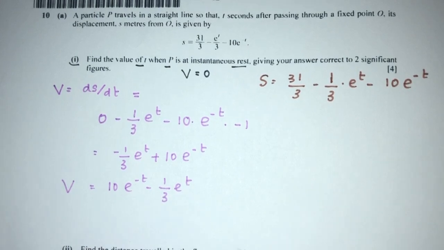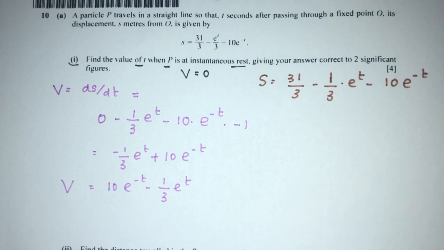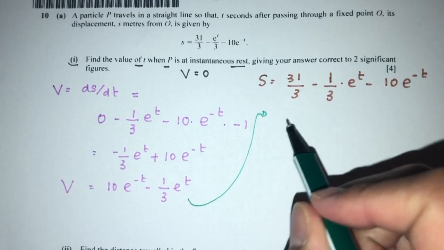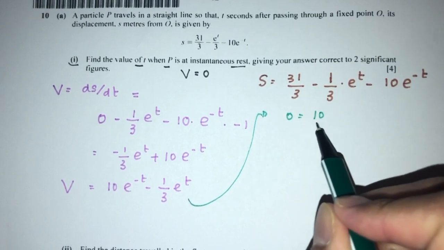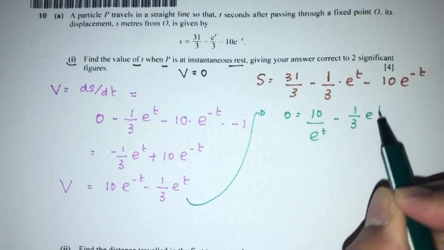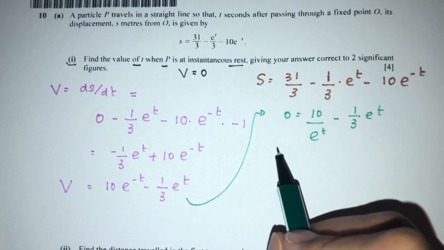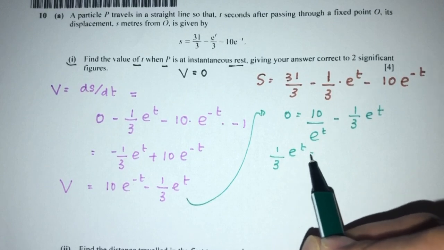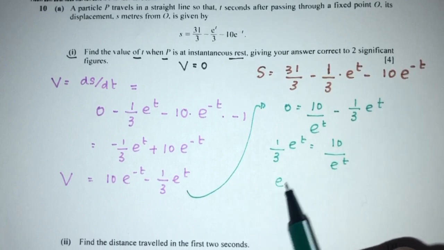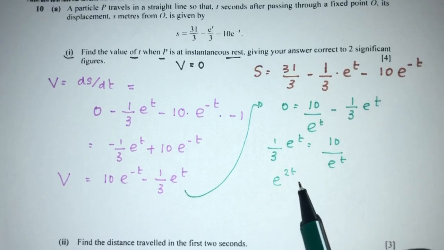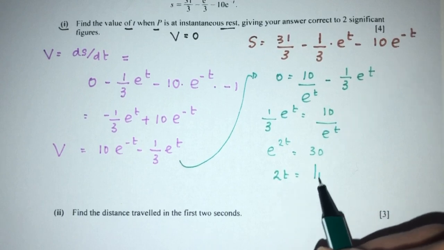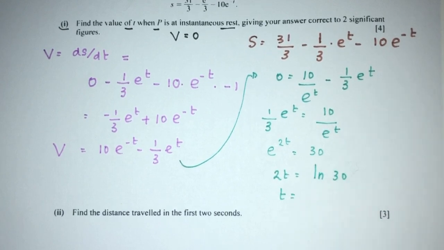Now we have to find the value of t when v is equal to 0. So let's solve. You will have v is 0, that will be 10e^(-t) minus 1/3 e^t. Let me move this one over here. You will have 1/3 e^t has to be 10e^(-t). Now cross multiply, you will have e^(2t) equal to 30. So 2t has to be ln of 30, so t has to be ln of 30 divided by 2.